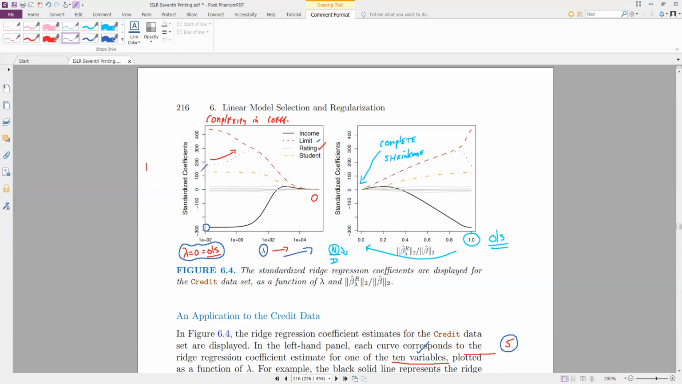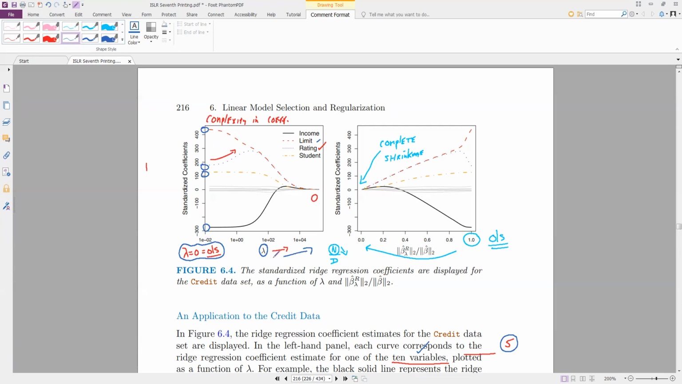How about for student? It's pretty much over here. How about for rating? Over here, over here. Okay, so least squares, you look at it as the starting point here. Now what we're going to do is we are going to perform ridge regression.